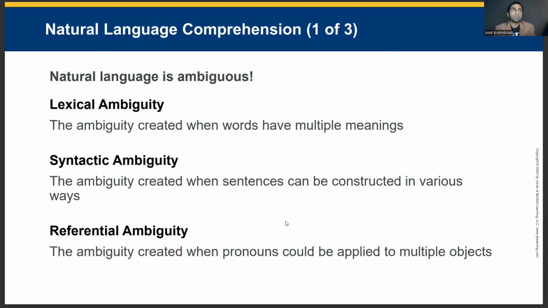Slide 44, Natural Language Comprehension, 1 of 3. This slide outlines 3 types of ambiguity: lexical, syntactic, and referential. Lexical ambiguity arises when a word has multiple meanings. Syntactic ambiguity arises when a sentence can be parsed in different ways. Referential ambiguity occurs when pronouns are unclear. These ambiguities make language understanding extremely challenging for computers.